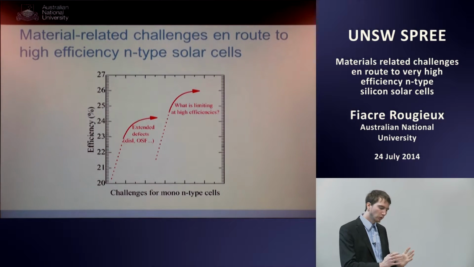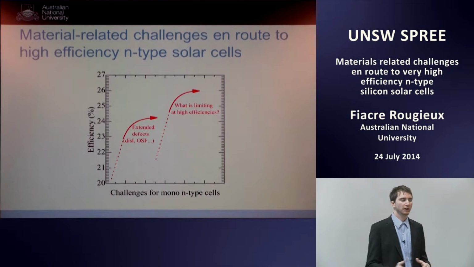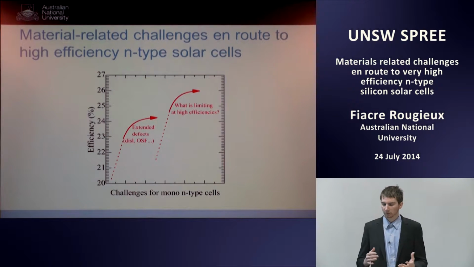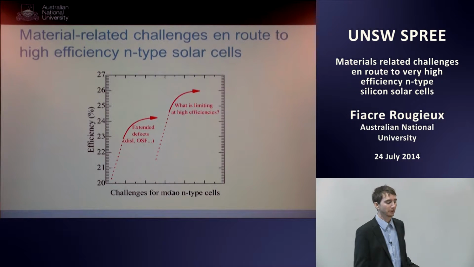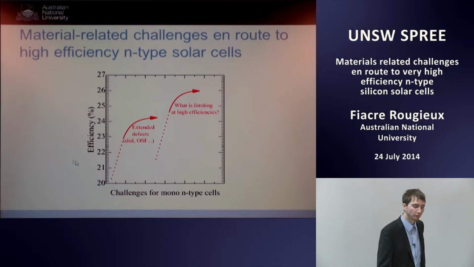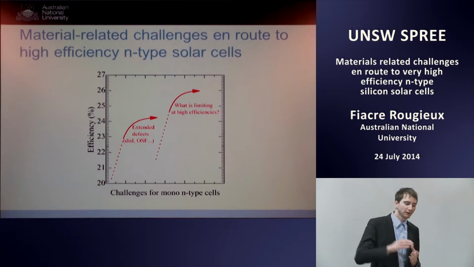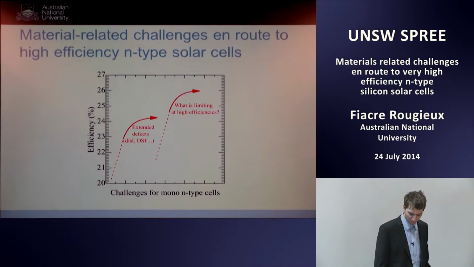So the question is, provided that we overcome this challenge of the extended defects, what's next? What are the next defects limiting the lifetime? And this is represented schematically here. So this is the efficiency as a function of material-related challenges. And if we overcome the challenges provided by extended defects, what's the next step to go towards above 25% efficiencies? What are the defects? And there's typically not a lot of literature on that.